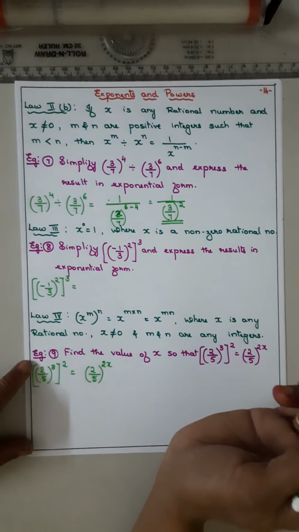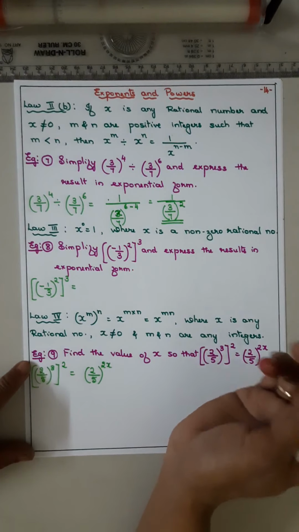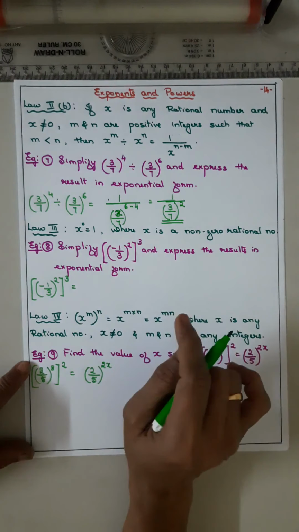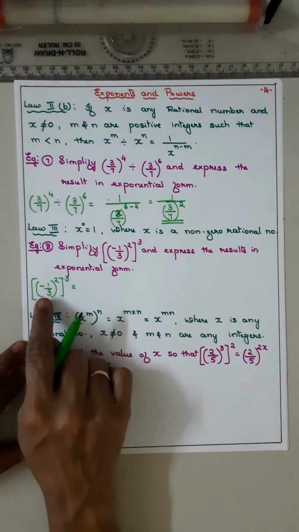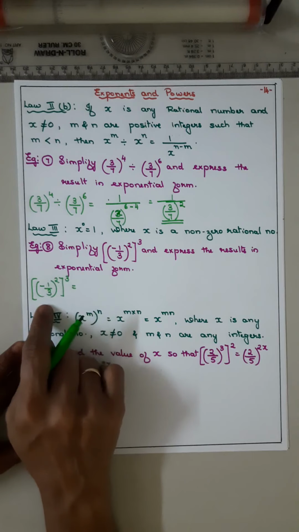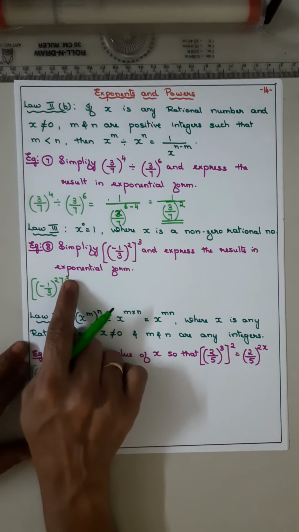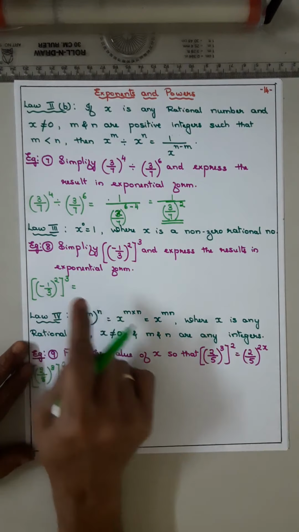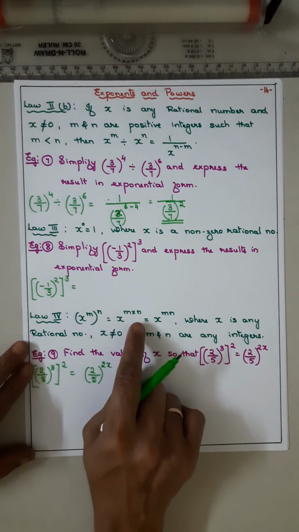Now coming to example 8. Simplify this and express the result in exponential form. So it is (minus 1 by 3) the whole power 2, again bracket open and the power 3. See, it is the law 4. What does it say? When there is a bracket, you have to multiply.